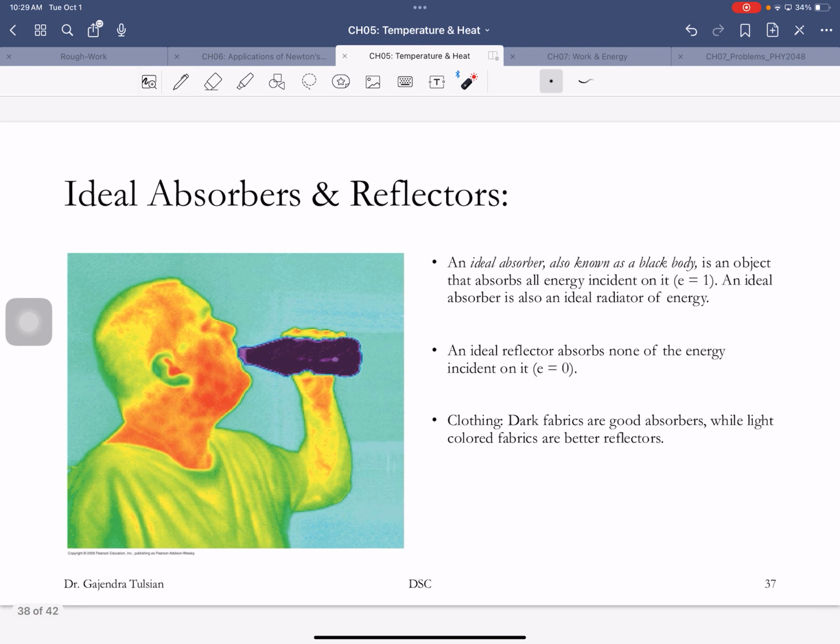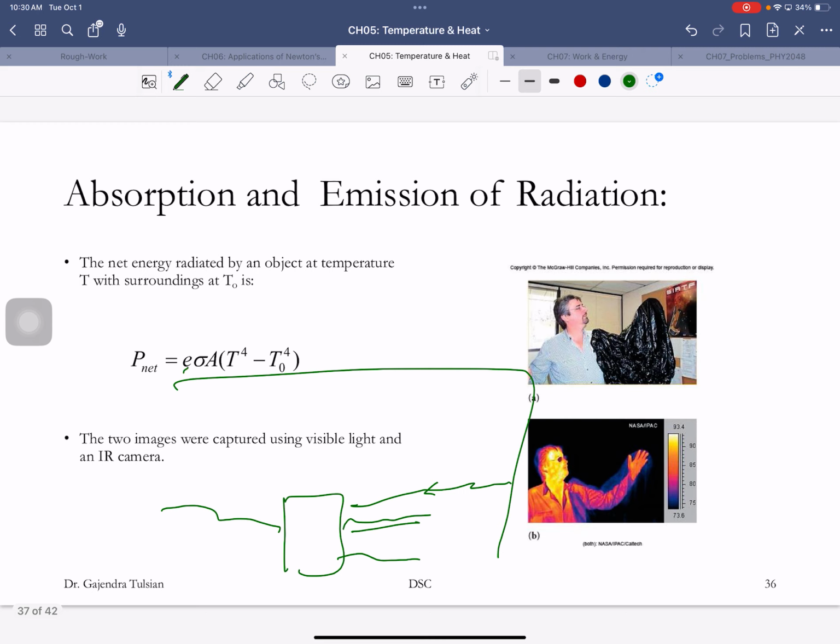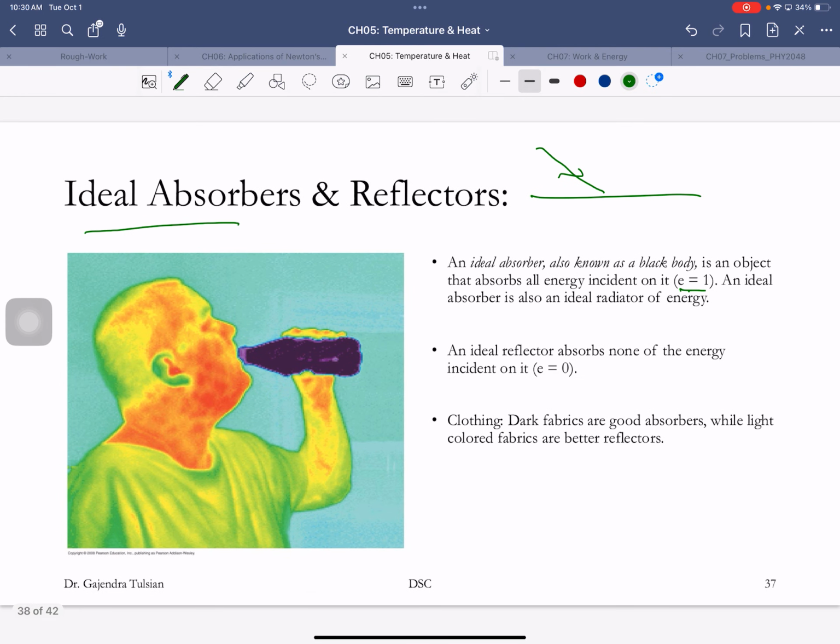Now, ideal absorbers and reflectors. If you absorb all the radiation that's falling on you, you're an ideal absorber, and the emissivity is 1. When you absorb everything, emissivity is 1. And if you reflect everything that's falling on you, then emissivity is 0.